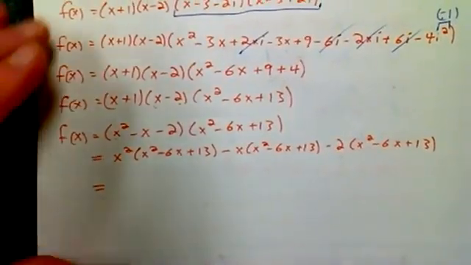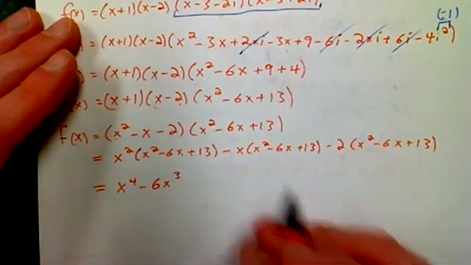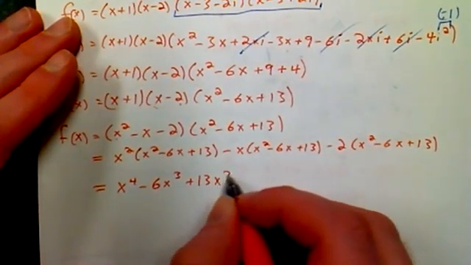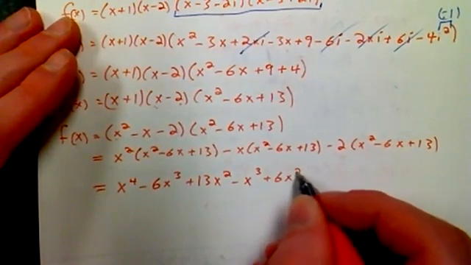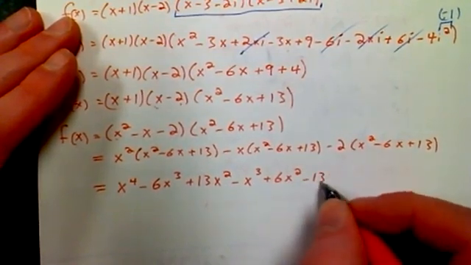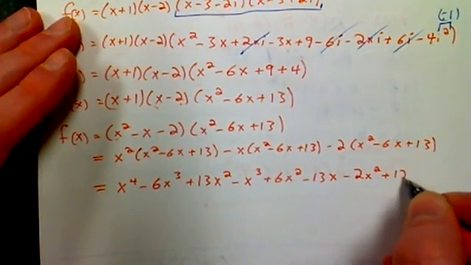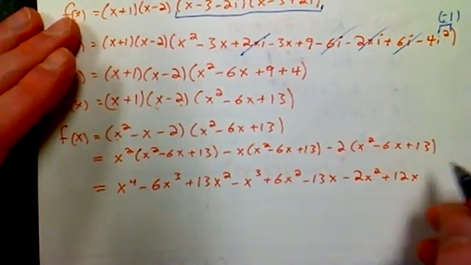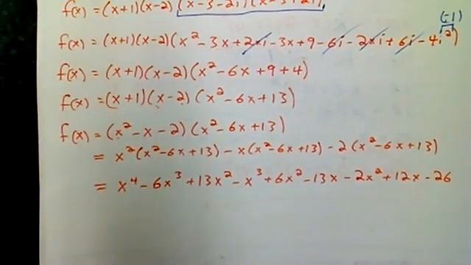So let's see what we get. We get x to the 4th minus 6x cubed plus 13x squared minus x cubed plus 6x squared minus 13x minus 2x squared plus 12x minus 26. Okay.